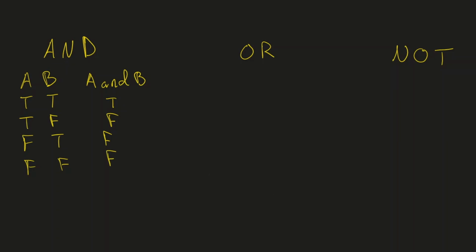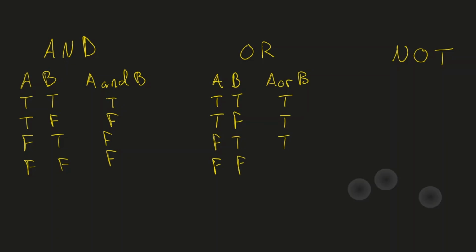Pretty simple. If we have the OR operator, let's take A and B both true, then A or B is also true. If A is true and B is false, then the statement is still true. That's because we only need either A or B to be true for the statement to be true. If A is false and B is true, then the statement is true, and only when both A and B are false is the statement false.